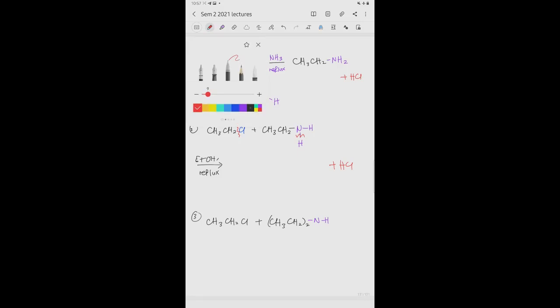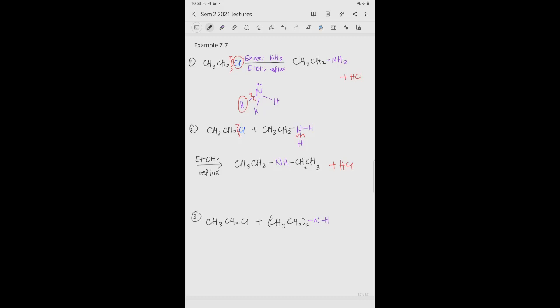So the main product, you just have to combine CH3, CH2 with N, with NH, which is already attached with the alkyl group CH2, CH3. So this is the reaction which will produce a secondary amine.